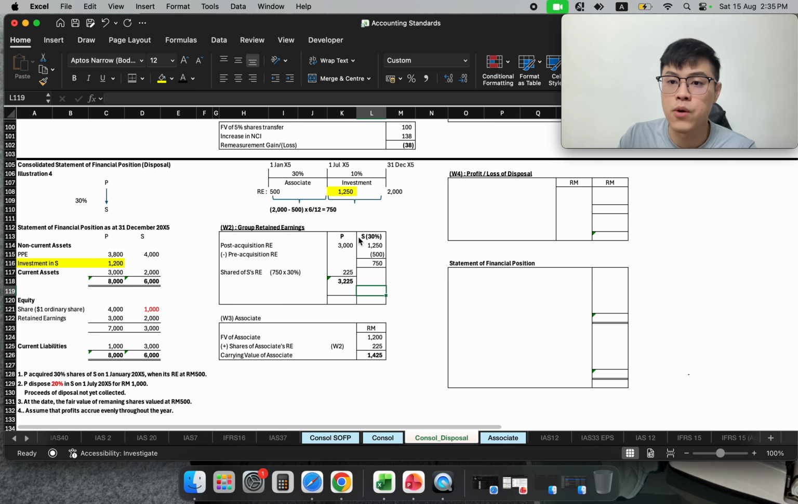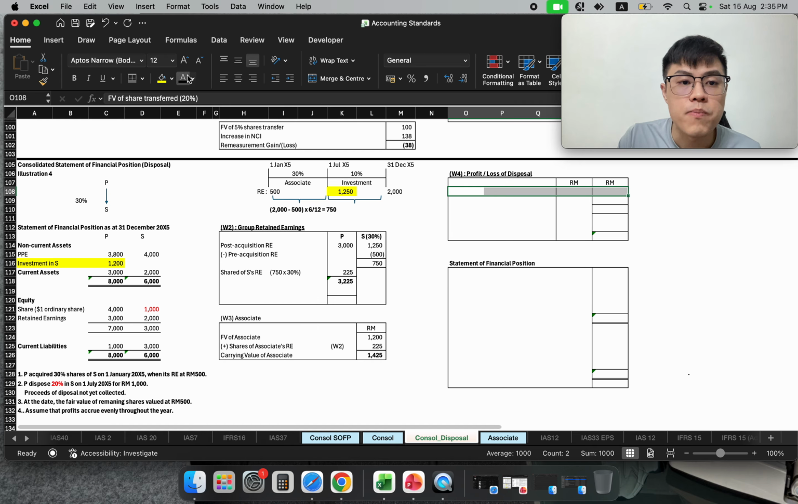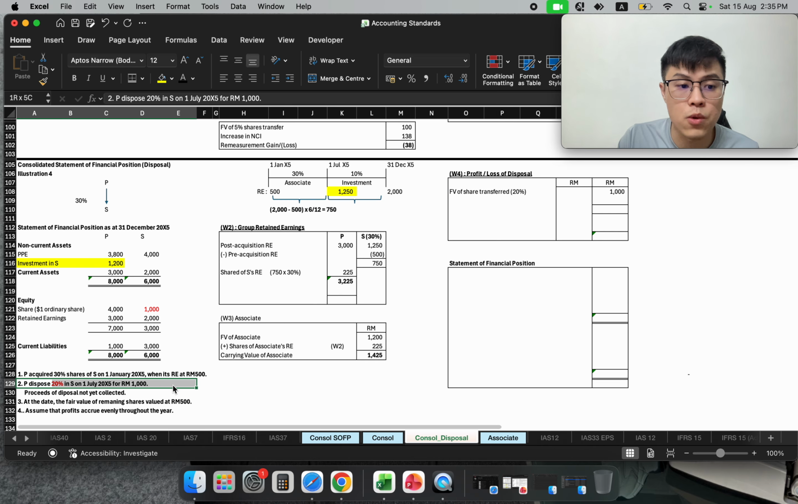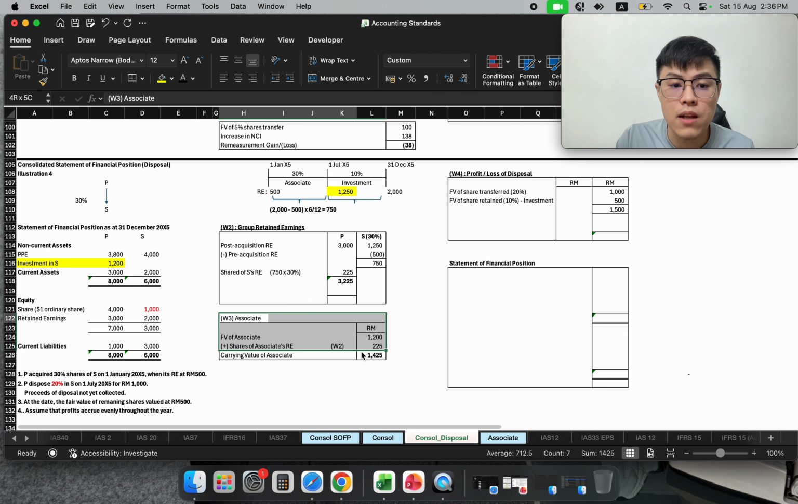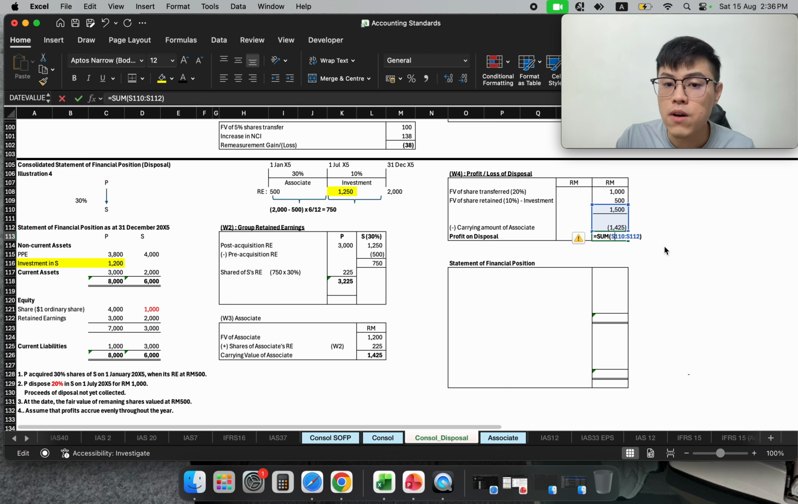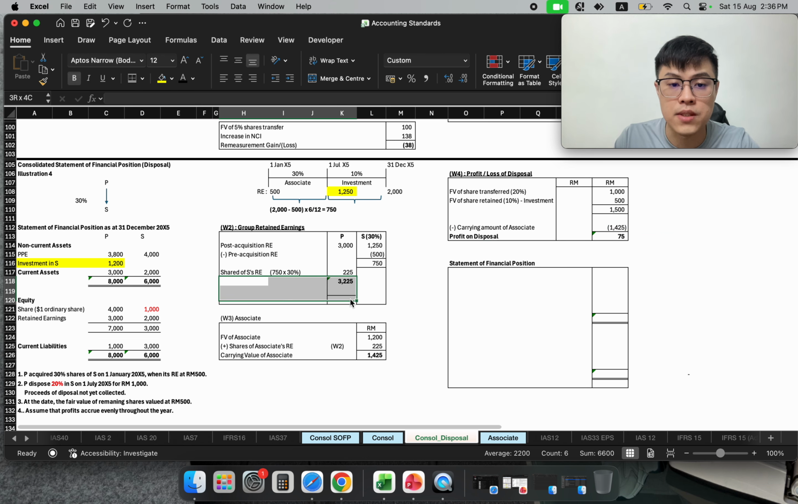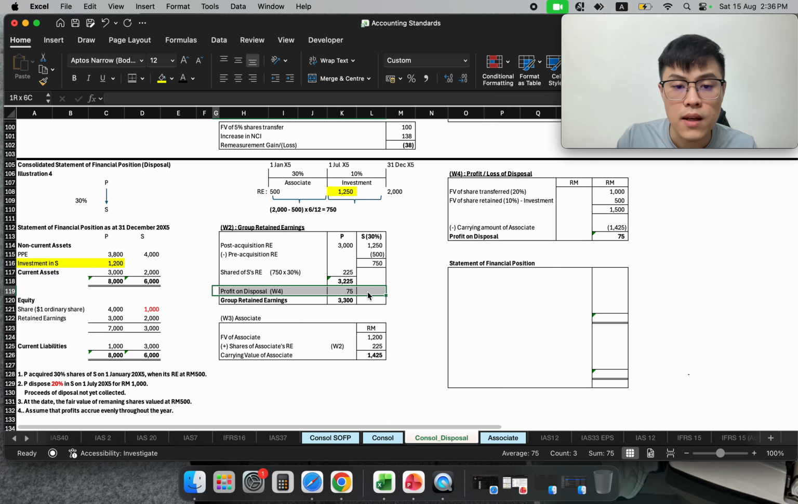So you got to ask your question again. Is there a profit or loss on disposal of associate? So you receive 1,000 because you dispose the 20%, and you keep the 10%, and the fair value is 500 on the date you lost the associate. So the total value is 1,500. And the carrying value of the associate now is very clear cut, it is 1425. Therefore, you will have a profit on disposal of associate. That will be transferred to here, and your group retained earnings will be 3300.